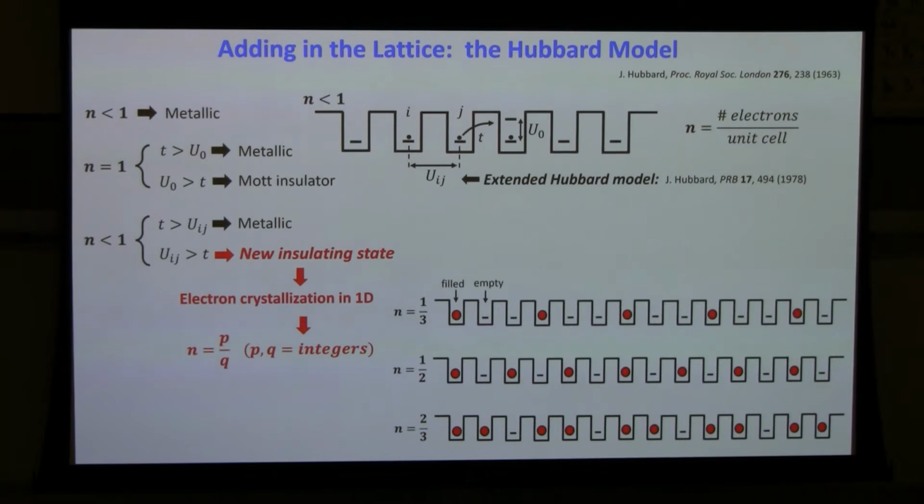These are Wigner crystals because the crystals are frozen by the long-range Coulomb interaction, but they're in a lattice, and so we call them generalized Wigner crystals. So this is what a generalized Wigner crystal is.